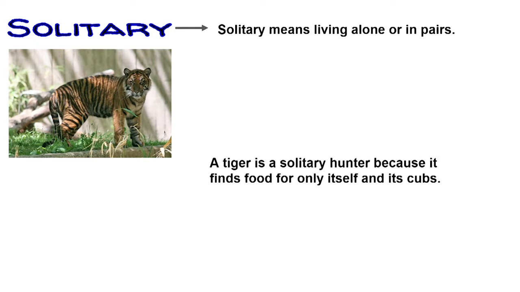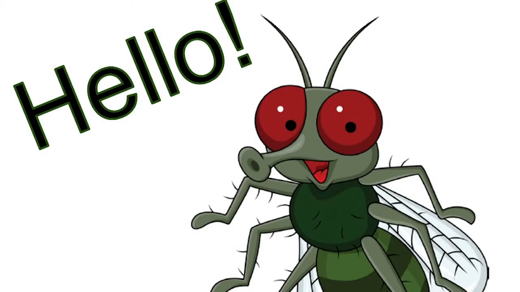Now the word solitary is the opposite of social. Solitary means living alone or in pairs. Let's look at a sentence using the word solitary. A tiger is a solitary animal or hunter because it finds food for itself and its cubs. So as I said, the words social and solitary are opposites. They are called antonyms.